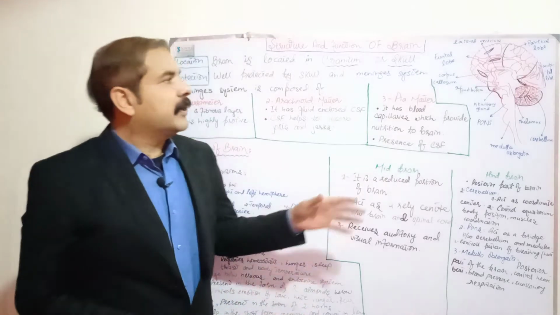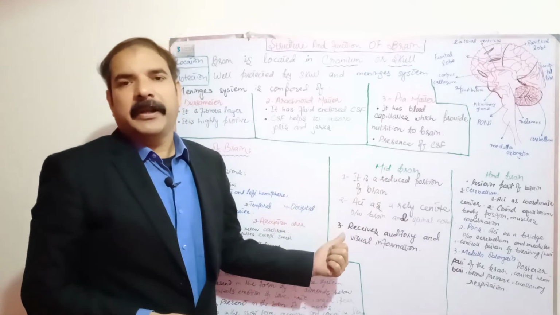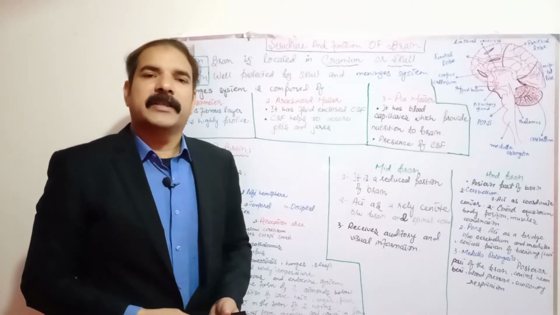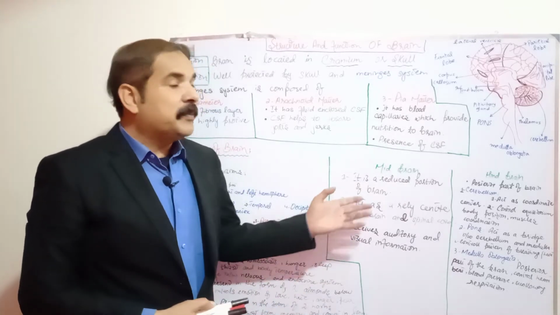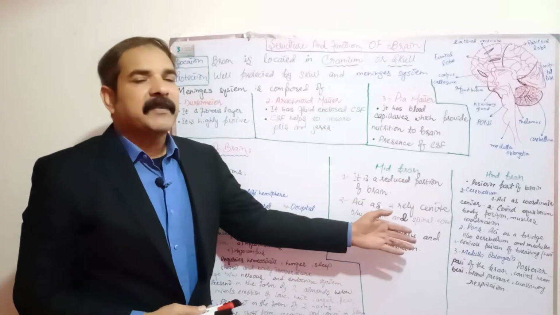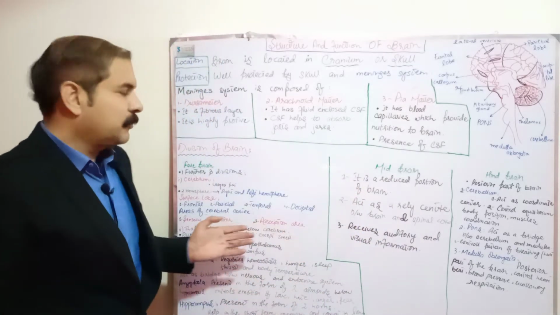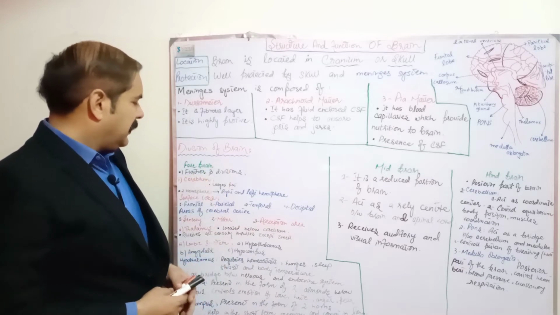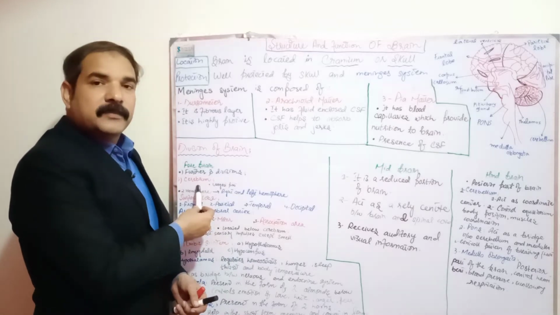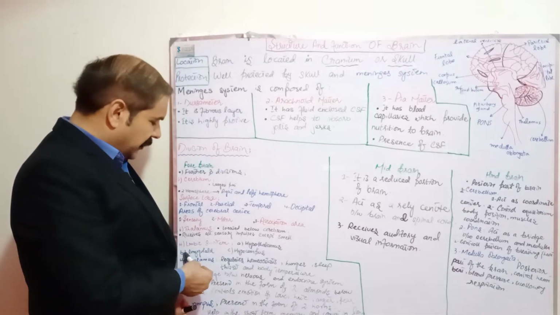The division of the brain: there are three divisions of the brain, the forebrain, the midbrain, and the hindbrain. The largest part of the brain is called the forebrain, while the midbrain is comparatively a shorter part, while the hindbrain is comparatively much larger than the midbrain. Starting from the forebrain, it has three divisions. The first one is called cerebellum, the second one is called thalamus, and the third one is called limbic system.